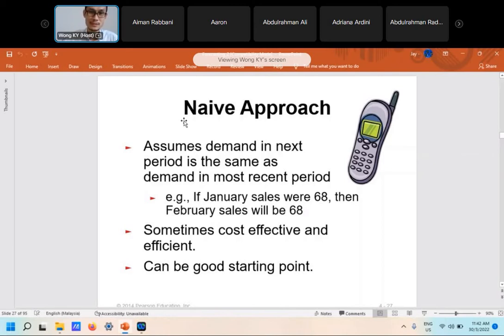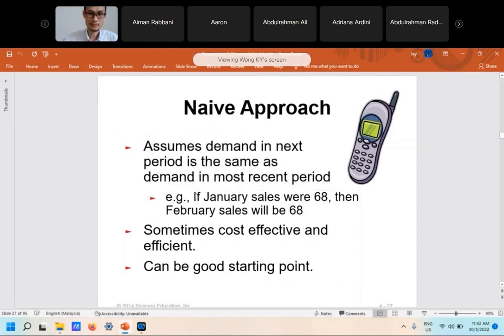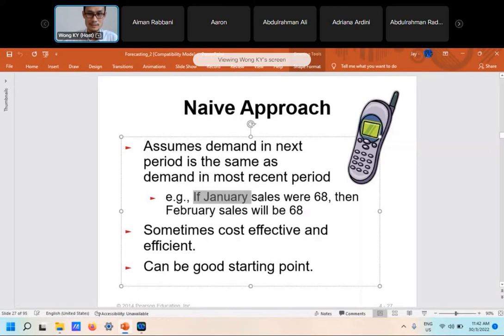If you use this kind of approach to do forecasting, we just assume demand in the next period is the same as demand in the most recent period. For example, if sales in January were 68 units, then what is the forecast for February? The forecast for sales in February will also be 68.